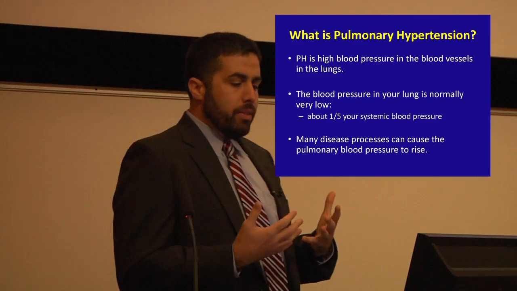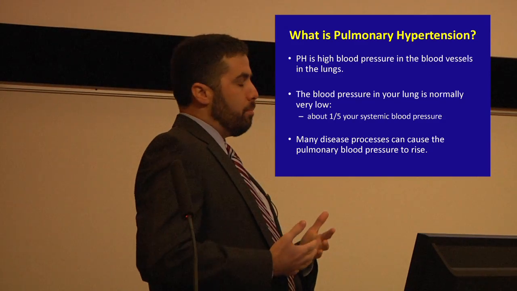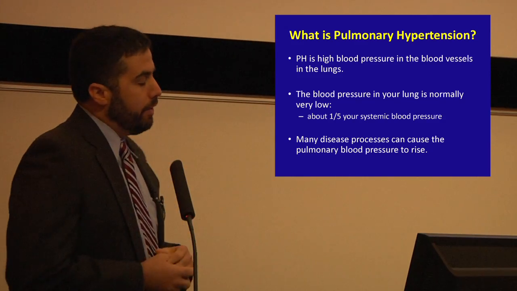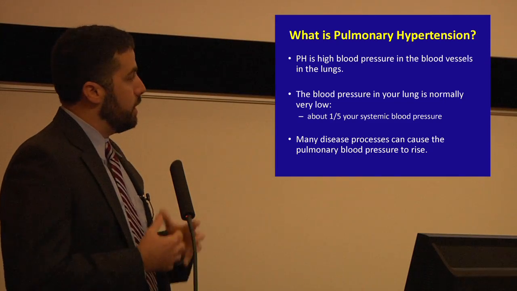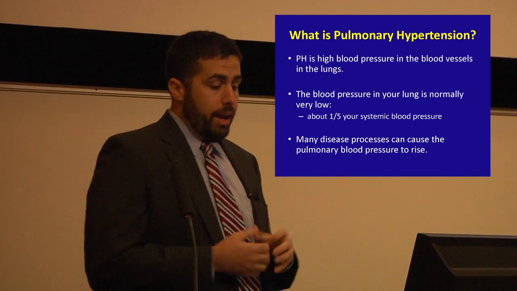And there are many different things. When you develop pulmonary hypertension, that pressure in the lung rises. And there are many different disease processes that can cause the pressure to rise inside the lung. So when we get consulted for a patient with pulmonary hypertension, a lot of our initial evaluation is trying to determine, does the person actually have pulmonary hypertension? And if they do, what's causing it?